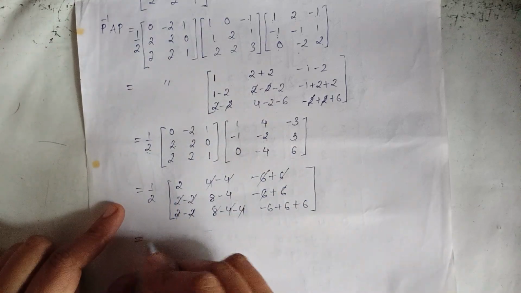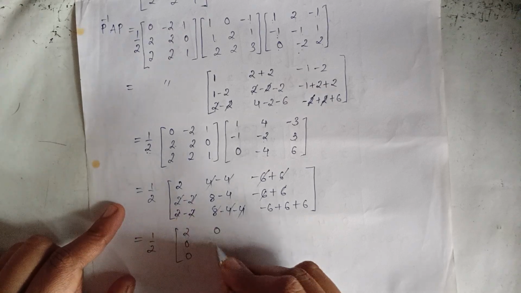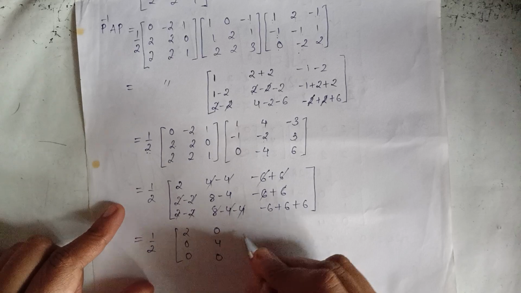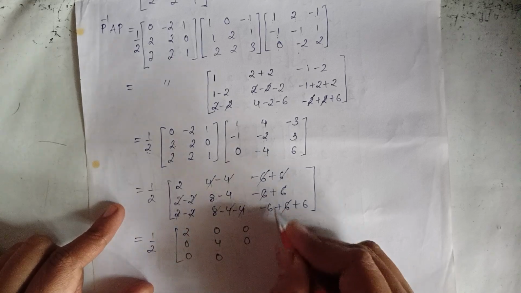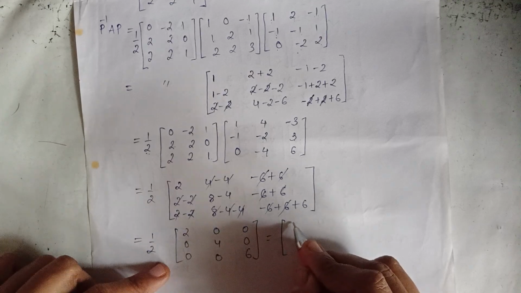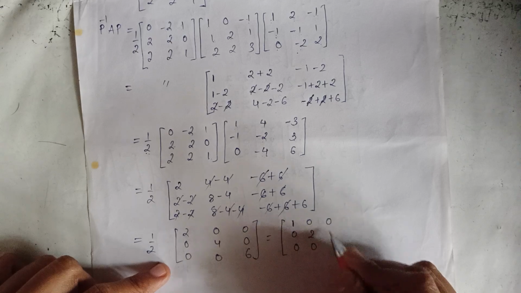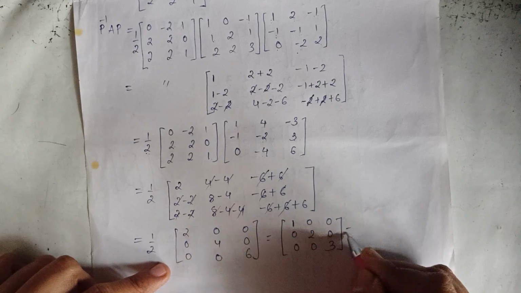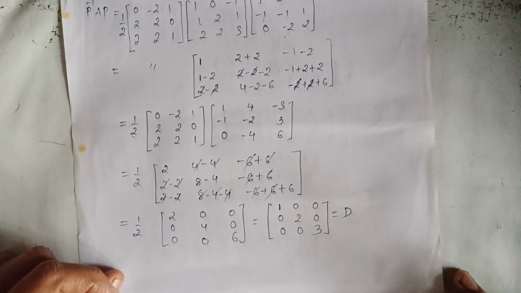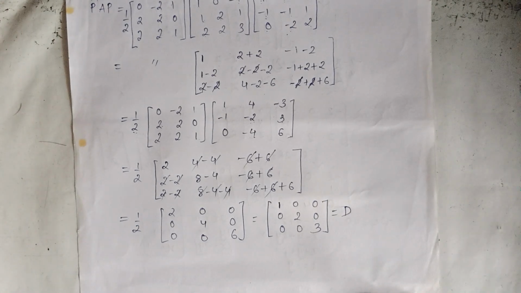So you'll get 2, 0, 0, 0, 4, 0, 0, 0, 6. Dividing by 2, we'll get 1, 0, 0, 0, 2, 0, 0, 0, 3, which is our diagonal matrix D. So we have diagonalized that matrix A.